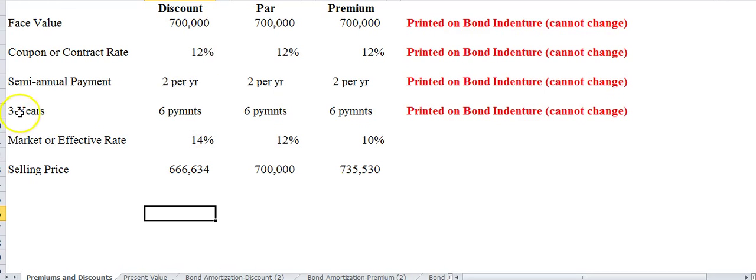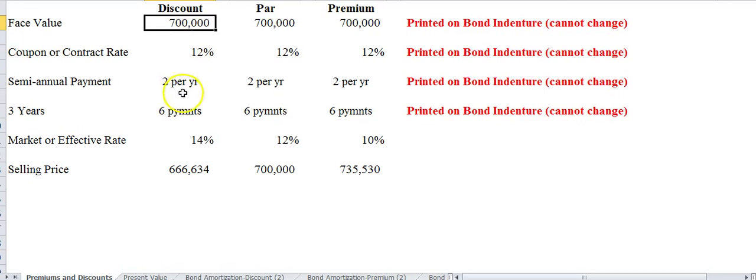It's for 3 years. This is the amount of payment semi-annually. So that means that they pay two times per year. That's also in the bond indenture. And it's for 3 years. So this bond matures in 3 years. At the end of 3 years, you must return $700,000 back to the lender. Okay.